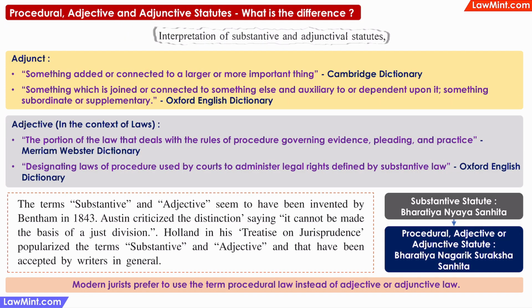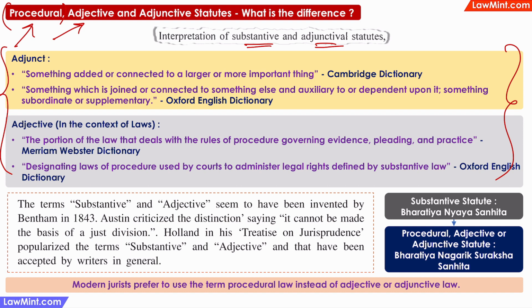Your university syllabus for this subject may include a topic Interpretation of Substantive and Procedural Statutes, or it may say Interpretation of Substantive and Adjunctival Statutes, or it may say Interpretation of Substantive and Adjective Statutes. If you pause the video here and read the dictionary meanings of the words adjunct and adjective, you will see that in the context of laws or statutes, they are referring to the same thing, that is, procedural statutes.